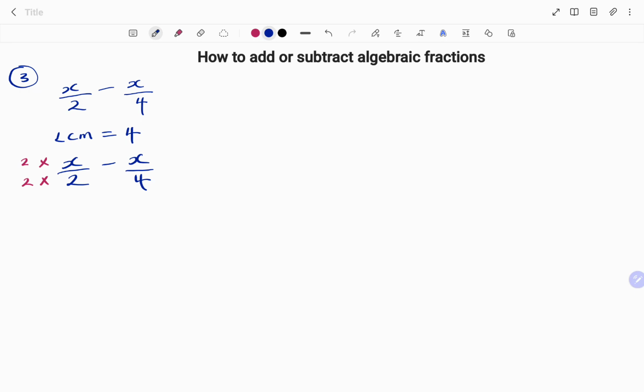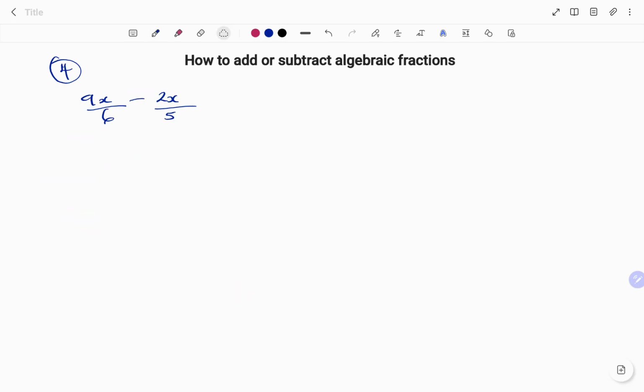Next step, 2 times x, we have 2x. 2 times 2, that's 4, minus x over 4. The denominators are the same, so you put your fractions over the same denominator, which is 4. At the top, you subtract your numerators. 2x minus x will give us x over 4. Let's try out one more example.